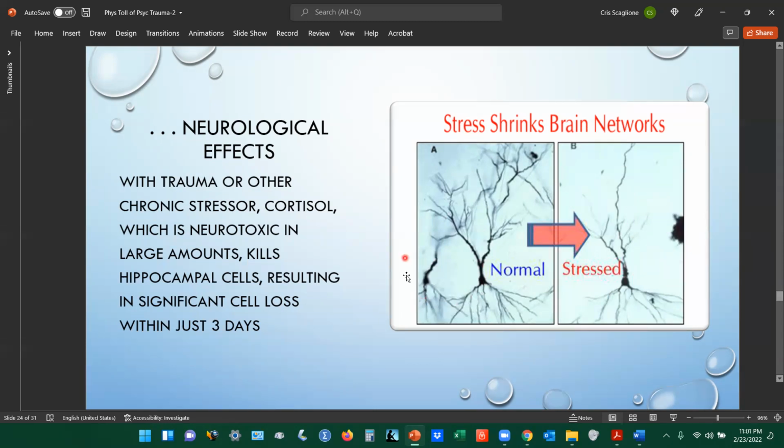This cell is completely gone. And if you notice, dendrites that may have belonged to this cell at one time are gone. And all of the nice stretching out of this cell to other cells has been greatly reduced. All these lines here that were connecting to this cell should still be there, but they're not. So just within 3 days, there's cell death as a result of essentially the toxic effects of cortisol on cells within the hippocampus.